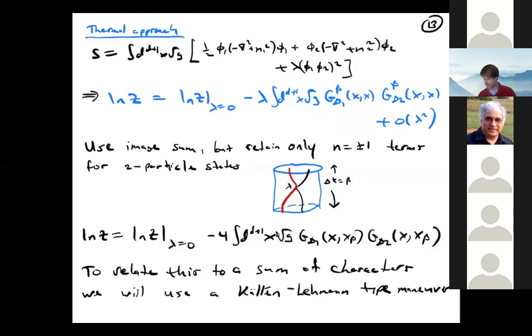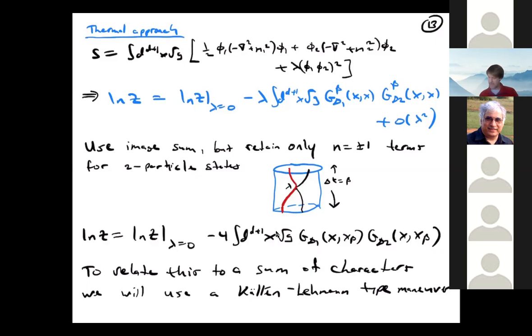I don't know where it started freezing, but the point was that we take this action, compute the partition function to order lambda, just do the Wick contractions, and at first order we get the product of two bulk propagators integrated over AdS, order lambda. Each propagator is given by some image sum, but the only non-trivial thing that happens here at order lambda is a contribution to two particle states. There's some diagram like this: one of them comes here, the other comes here, and then they touch at this point. That's the only non-trivial thing that happens at this order.